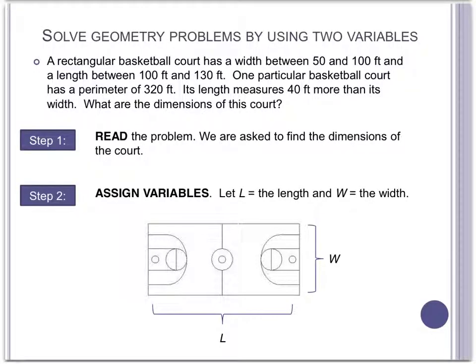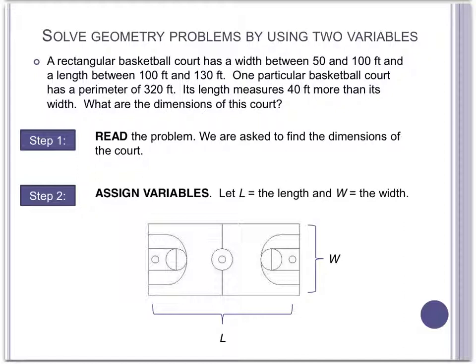The first example is a geometry problem using two variables. It states, a rectangular basketball court has a width between 50 and 100 feet and a length between 100 and 130 feet. One particular basketball court has a perimeter of 320 feet. Its length measures 40 feet more than its width. What are the dimensions of the court?